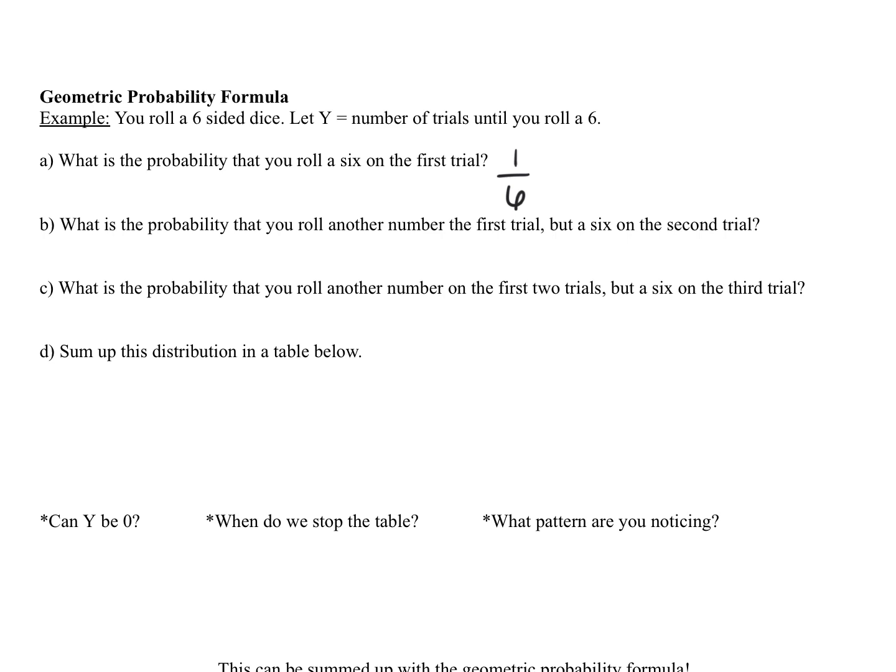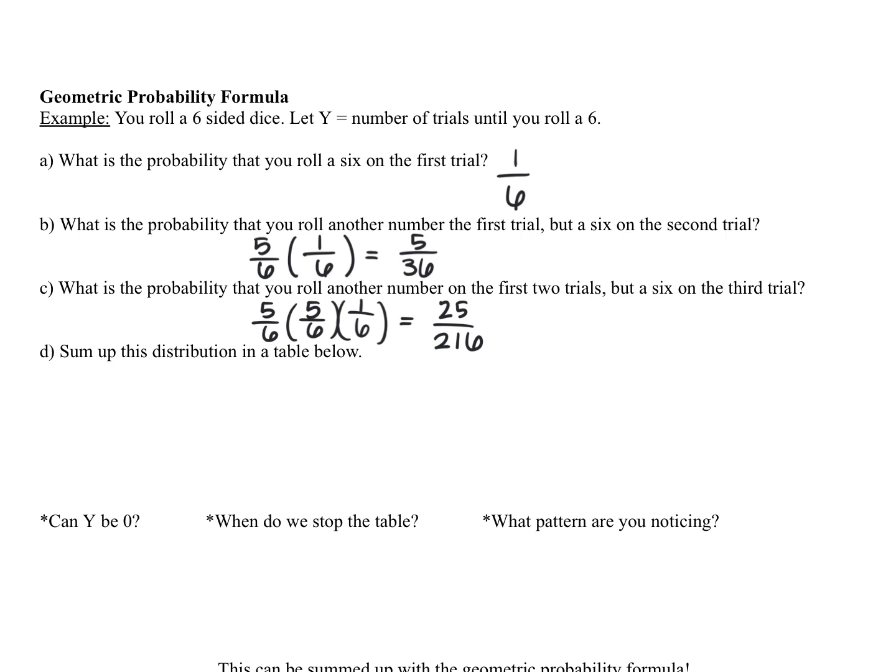Now, what's the probability that you roll another number on the first trial, but a 6 on the second? Well, any other number has a probability of 5 out of 6, times the second roll being a 6, which is 1 out of 6. So that gives you 5 over 36. Now suppose that you did some other number on the first two, but a 6 on the third. So that's 5 out of 6 times 5 out of 6, then times 1 out of 6, which is going to be 25 over 216.